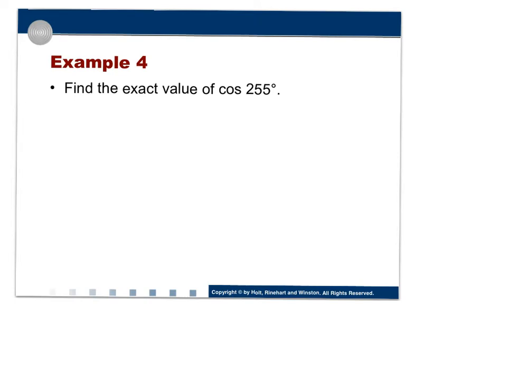Another way I can look at this is, as I said in a previous video, it ends in 5, so I'm going to subtract a 45-degree angle, and that would give me 210. If I take 210 and 45 and add them together, this one gives me a 30-degree reference angle, and this one's 45. Those are good special angles. So I'm going to split the cosine of 255 into these two angles and apply my formula.